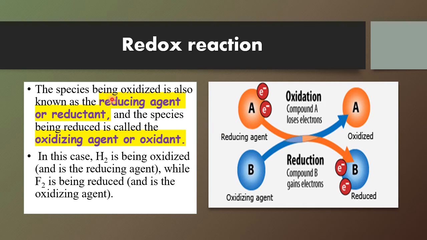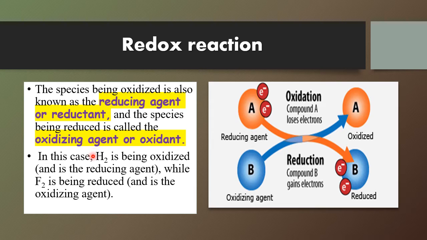The species that is going to be oxidized is known as the reducing agent or reductant. Meaning the species whose oxidation state is going to be enhanced, whose oxidation number is increased, which themselves are going to be oxidized, are known as the reducing agent or reductant. Meaning they are causing the reduction of other chemical species. Clear? So over here you may observe that A is the reducing agent, because it is losing the electron. So compound A loses the electron, and in this way it is going to be oxidized.